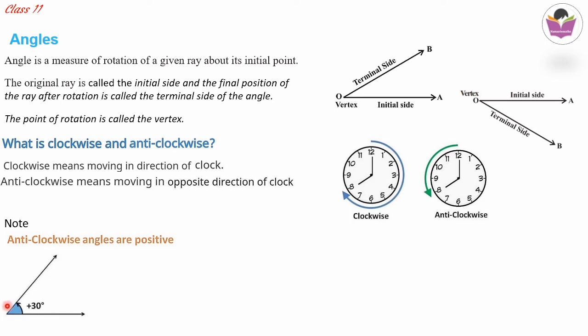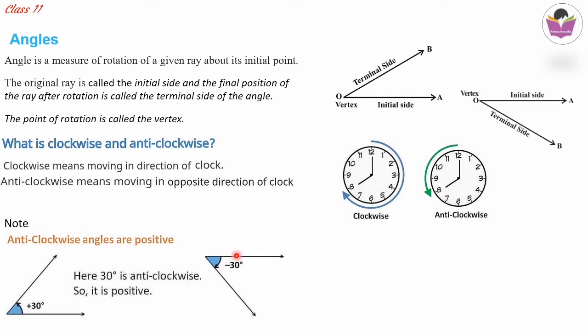Here this is plus 30. You can see here this is the initial side and this is the terminal side, and we are moving towards the left. So the actual measurement is 30 and we put a plus sign. Plus 30 means we are measuring on the anti-clockwise direction. So 30 anti-clockwise is positive.